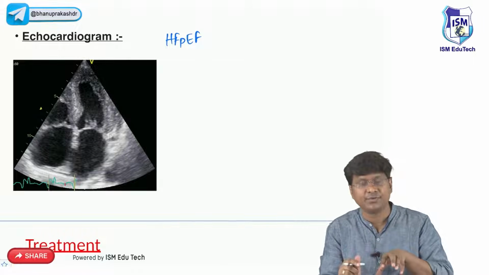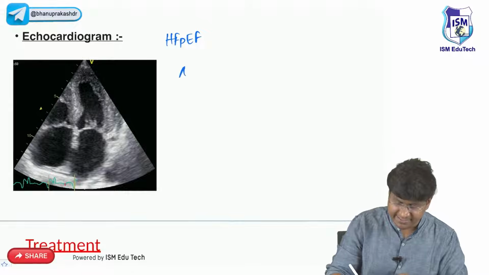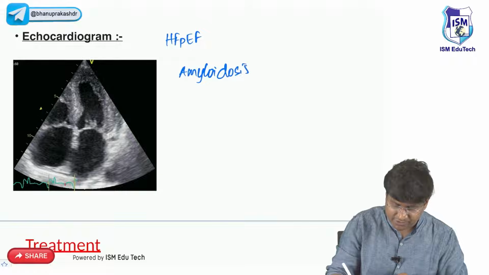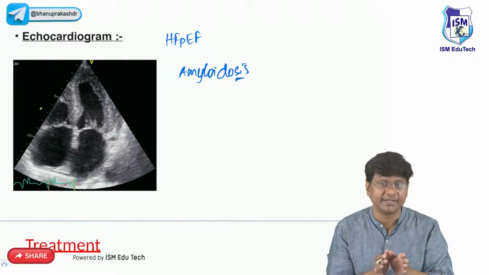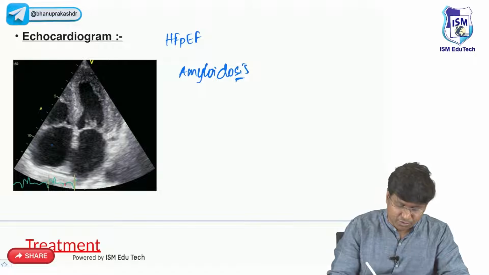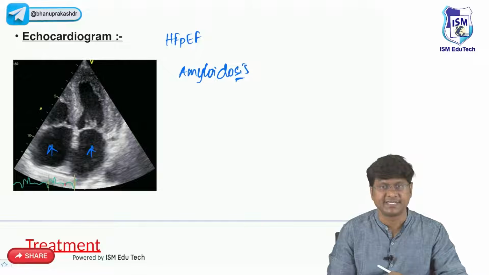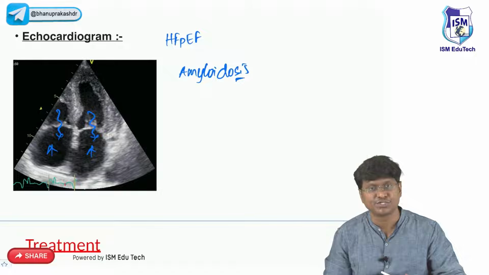And in this echocardiogram, you will notice the speckled pattern in case of amyloidosis. In case of amyloidosis, you will notice the speckled pattern within the myocardium. That is characteristic in patients with amyloidosis. And you will also notice that there is atrial distension, and there can be functional MR as well as functional TR.